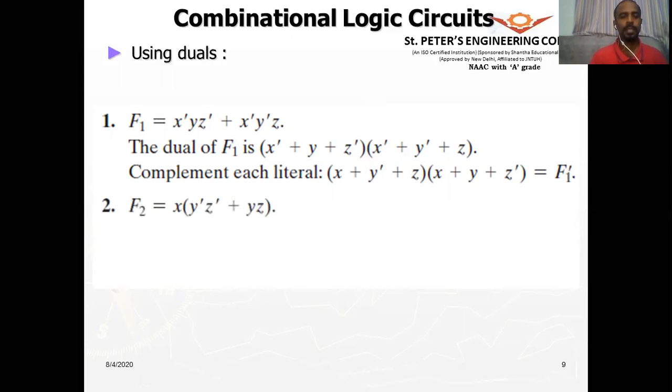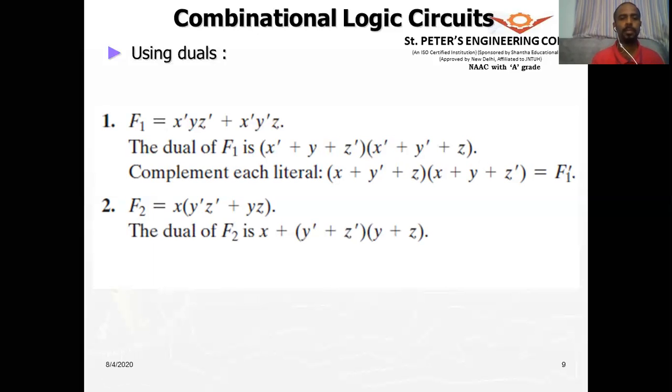Similarly, let us try for the second one. First is the given equation F2. For that, find the dual. That means wherever AND is there, you replace it with OR, and wherever OR is there, you replace it with AND. So here there is an AND operation, OR operation, AND operation. So this AND is replaced with OR, this OR is replaced with AND, and this AND is replaced with OR operation.